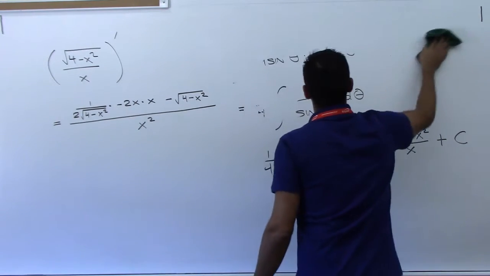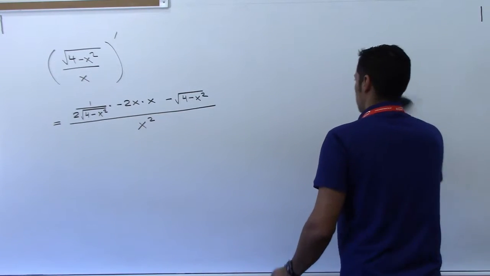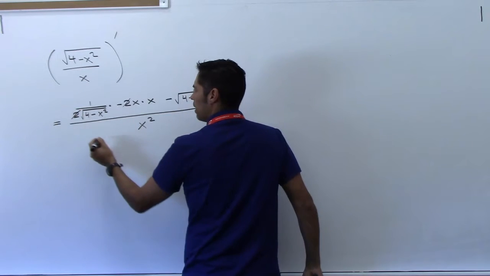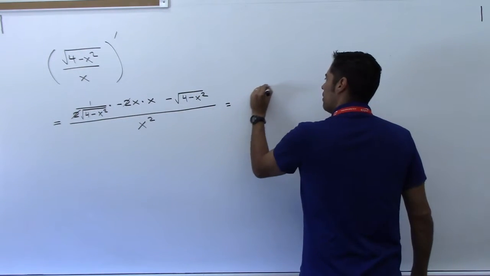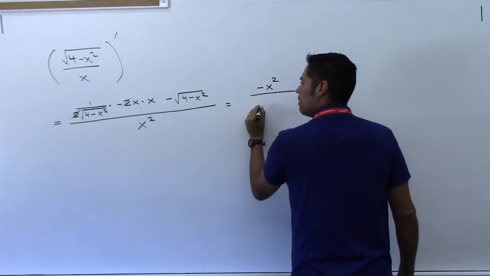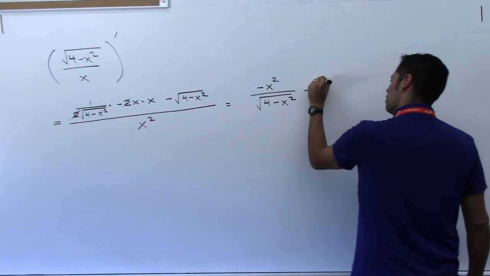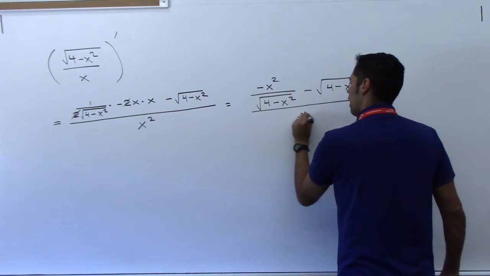And now at this point, I'm going to clean up the numerator. All right, so the negative 2, or the 2 here cancel. x times x is x squared. I have a negative. So I have negative x squared over root 4 minus x squared, minus root 4 minus x squared. All of this over x.